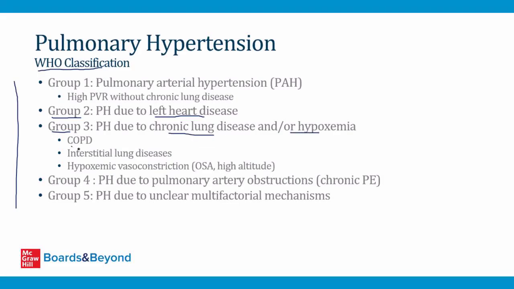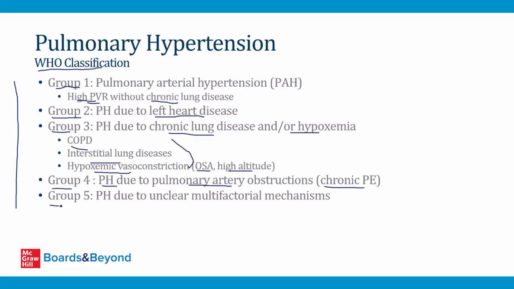So these are patients with COPD or interstitial lung disease or some reason for hypoxemic vasoconstriction like sleep apnea or high altitude exposure. The group 4 patients are patients who have pulmonary hypertension due to pulmonary artery obstructions like chronic PE, as we just discussed. And then there are a number of patients who have a high PVR, but they don't have chronic lung disease. We're going to talk about these patients in a minute, but these patients are called group 1 pulmonary hypertension patients. They have a high PVR, not due to chronic lung disease like these things here.